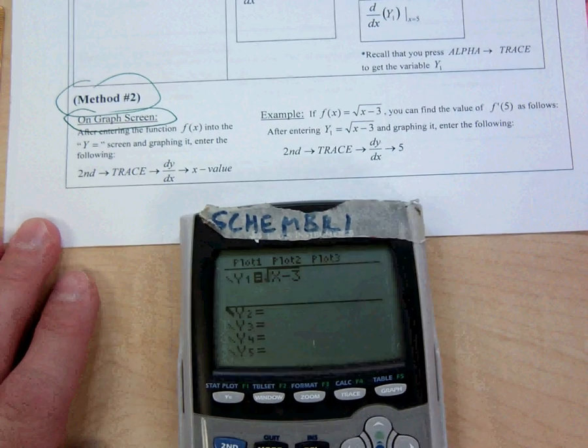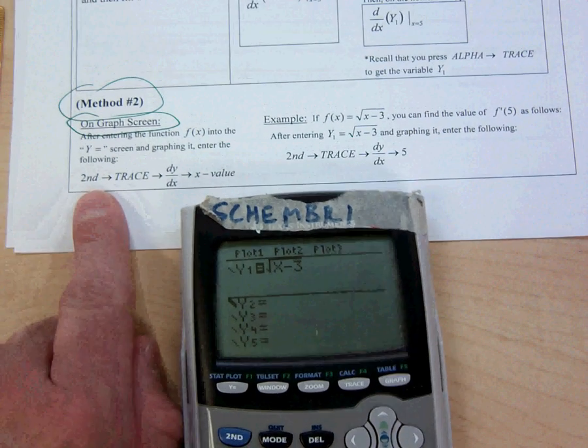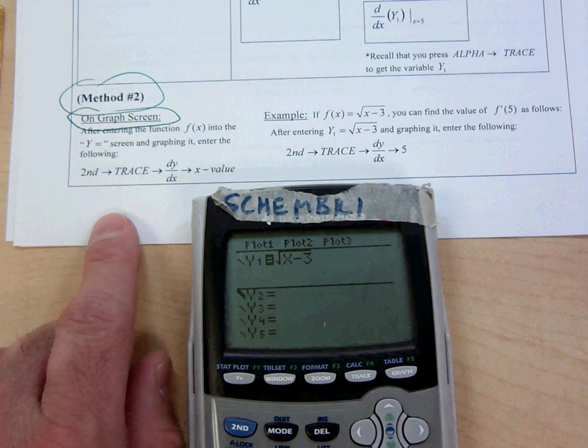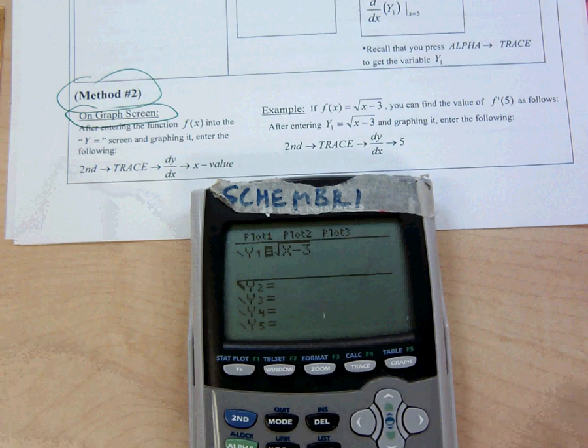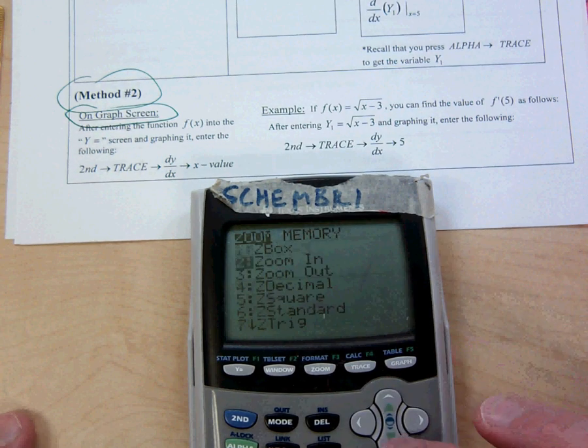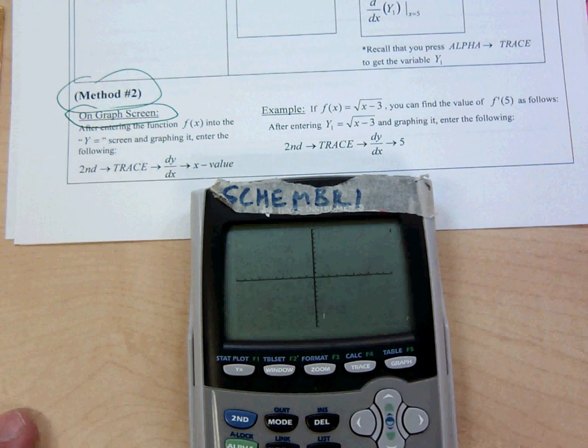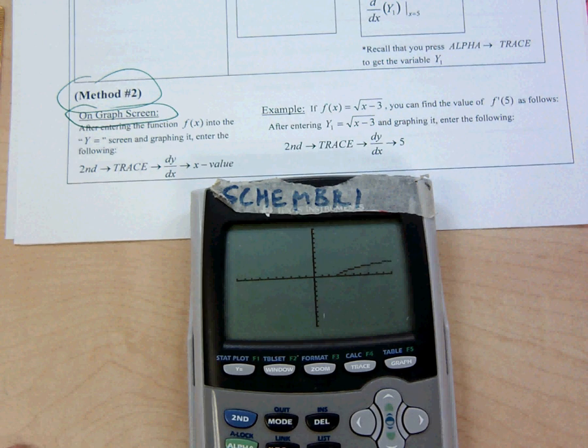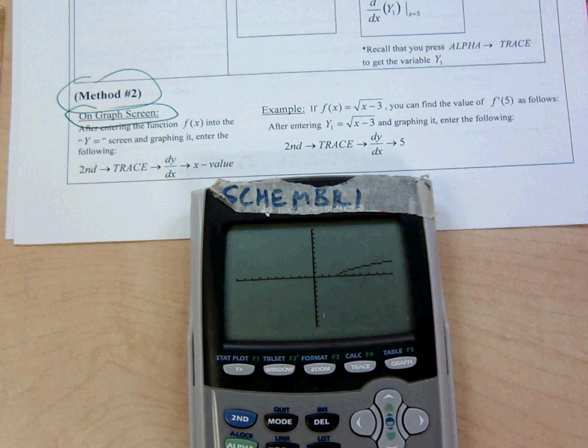And now we're going to hit what? Second. Oh, wait, we want to graph it first, right? So suppose we graphed it by hitting Zoom, Z standard. Okay, make sure you're on the graph screen for this. So everybody on the graph screen right now? Everybody on the graph screen?